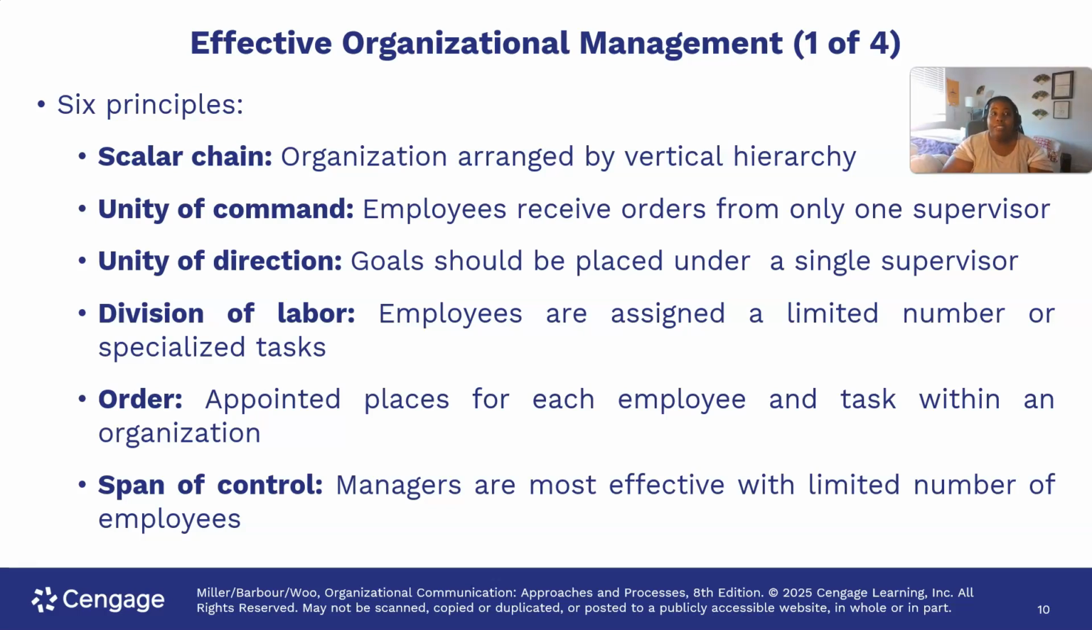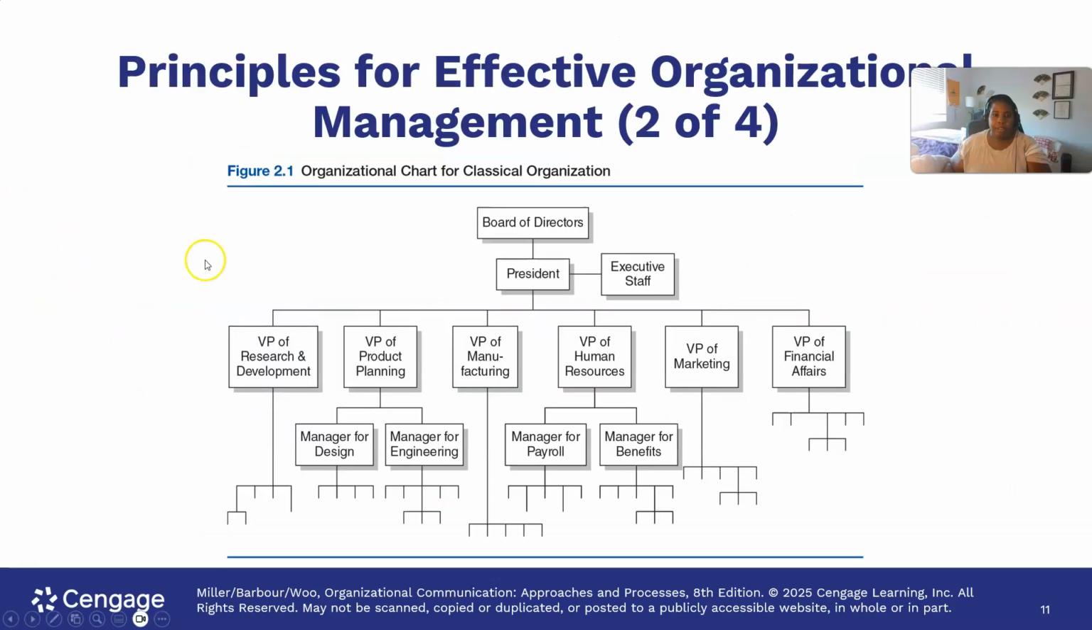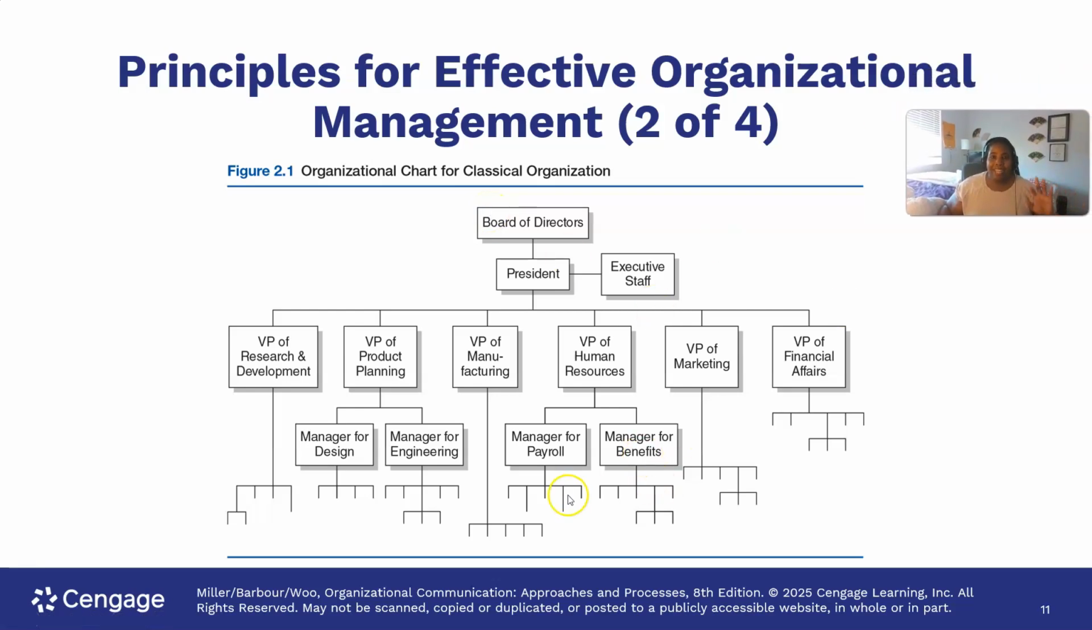So here are some additional principles of effective organizational management. So the Scalar chain is an organization arranged by vertical hierarchy. I'm going to go one slide over. So you've probably seen an org chart or organizational chart before. And the idea of an organizational chart is that you have people at the top and people at the bottom.